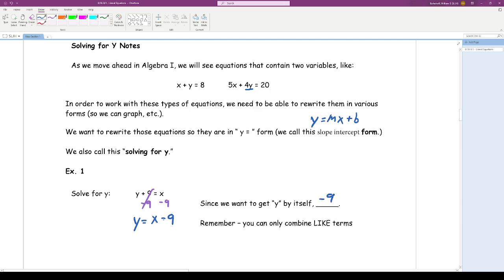Now that we have this x and minus 9, there's a reminder. We can only combine like terms. So the y's are one type of thing, the x's are another, and the constants are another. So we can't put y's and x's together, or x's and constants, or y's and constants. They have to be separate things that sit next to each other and don't combine.